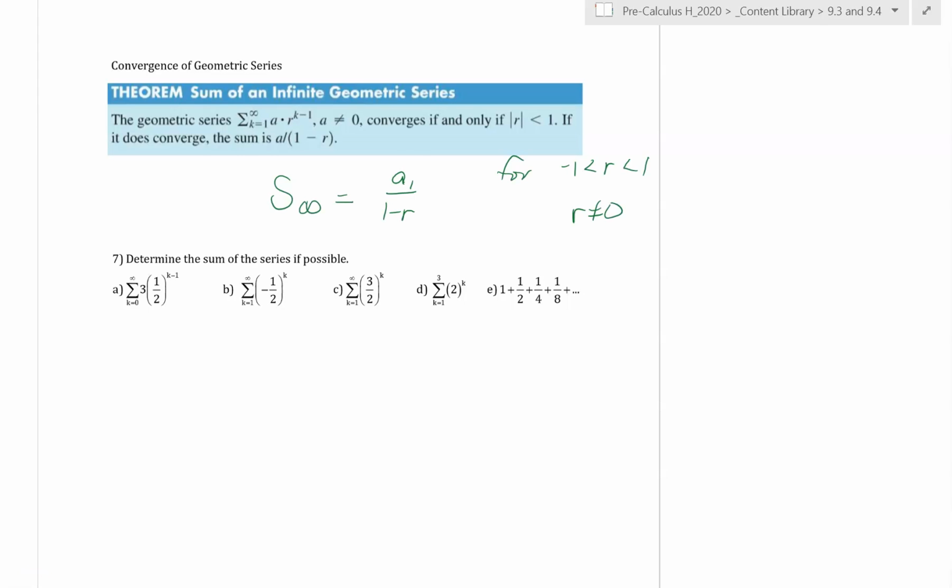We're saying that an infinite geometric series will have a sum if the common ratio is between -1 and 1, but not 0, and we could use this formula. So let's just take a look at some examples.